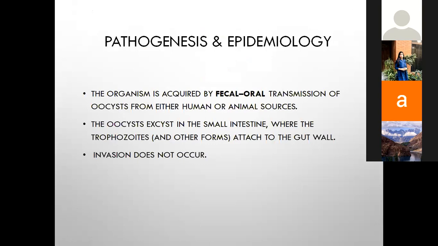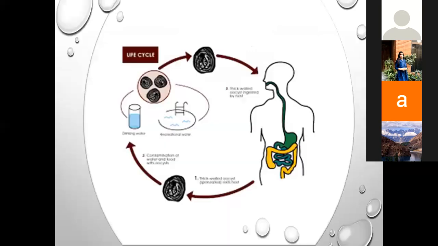All right, coming back to the pathogenesis of Cryptosporidium, the organism is acquired by the fecal route. As I told you before, all the gut parasites are transmitted through the fecal route, through contaminated water or contaminated food. And this is transmitted from one person to another or from an animal source. The oocysts excyst in the small intestine, where the trophozoites attach to the gut wall. The invasion does not occur. It remains on the superficial layer of the gut wall. There's no invasion. Only the epithelial part is involved.